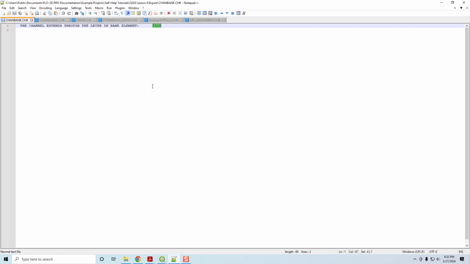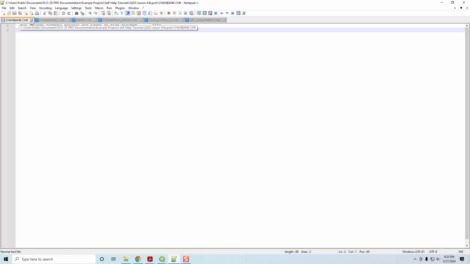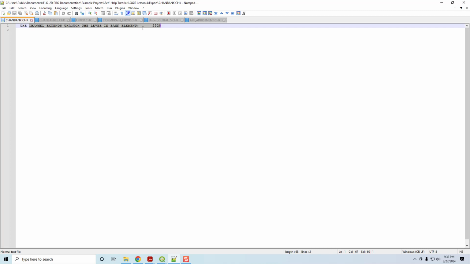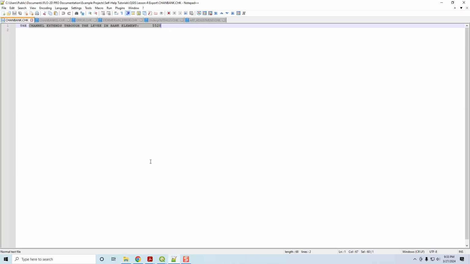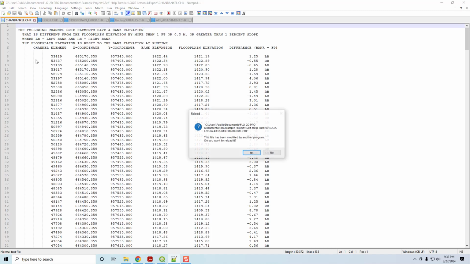I think I missed some of those. Okay, so this one probably should not be there anymore because there's no longer a bank error. If we were to compare this file time to the others, you might see that, yeah, 844. So that was not overwritten, so that no longer exists. We saw that when we fixed our levee.